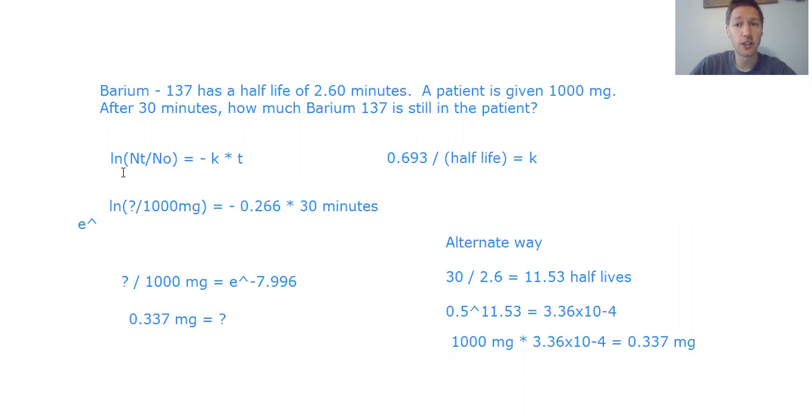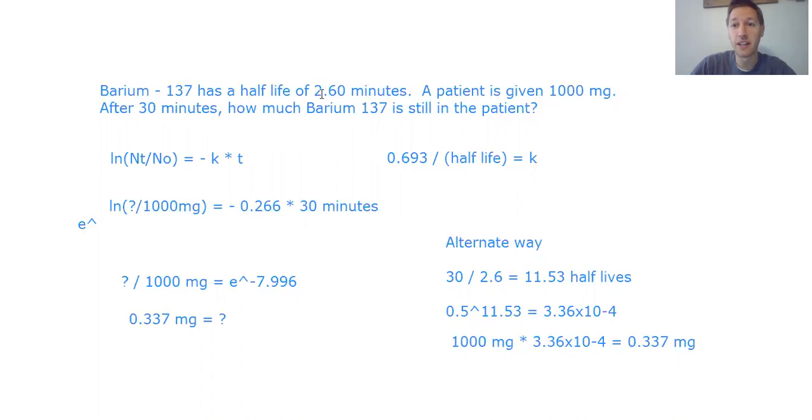So again, our two equations for solving half-lives, we have natural log, parentheses, NT is how much you have now, N naught is how much you had originally. Then we have a K constant on the other side, and the time it's elapsed. To find the K constant, we use this equation here, 0.693 divided by the half-life to give us K.